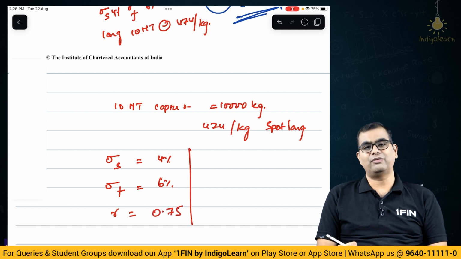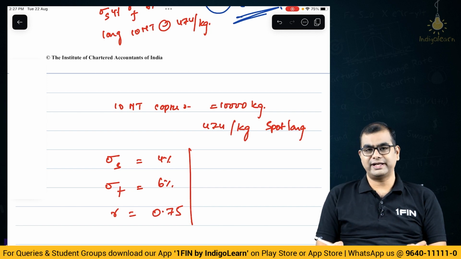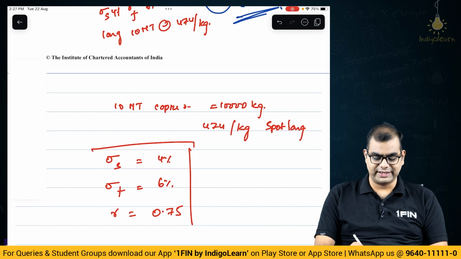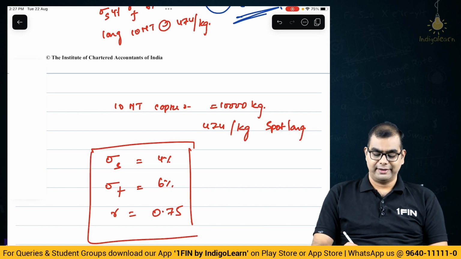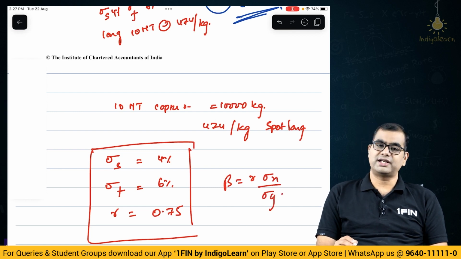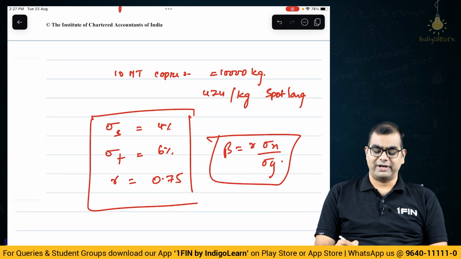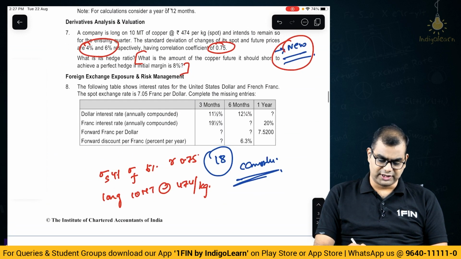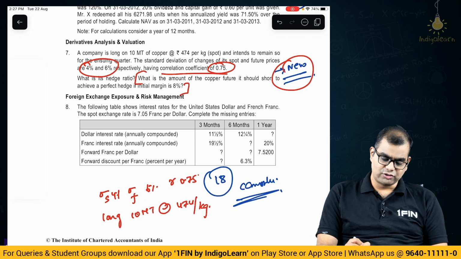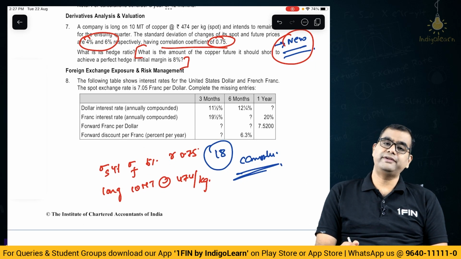When you see these three, what is the number that you are getting? Is there any formula that uses these three numbers that comes to your mind? Beta is equal to R times standard deviation X by standard deviation Y. What is beta? The amount of change that happens in an asset versus the change that happens in the market. So we can compute using this formula, and here they are calling it the hedge ratio, correct? Having correlation coefficient of 0.75, what is the hedge ratio? So you have to figure out how many futures.